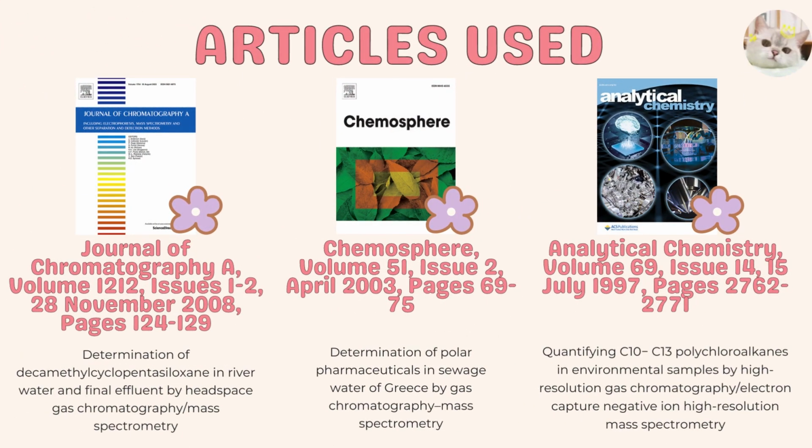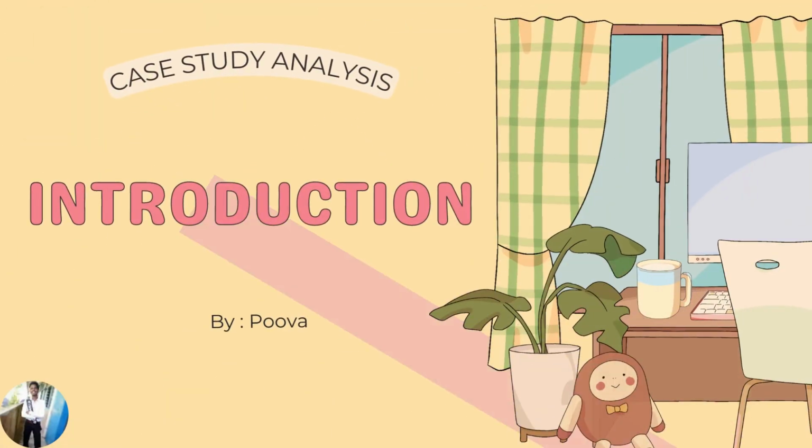There will be a total of 3 articles used. The first is the determination of decamethylcyclopentasiloxane in river water and final influent by headspace gas chromatography mass spectrometry. Another one is the determination of polar pharmaceuticals in sewage water in Greece by gas chromatography mass spectrometry. And lastly, the determination of C10 to C13 polychloroalkanes in environmental samples by high-resolution gas chromatography and electron capture negative ion high-resolution mass spectrometry.